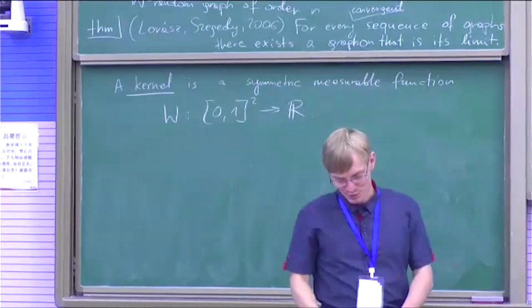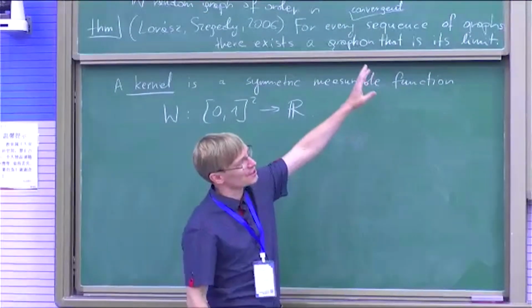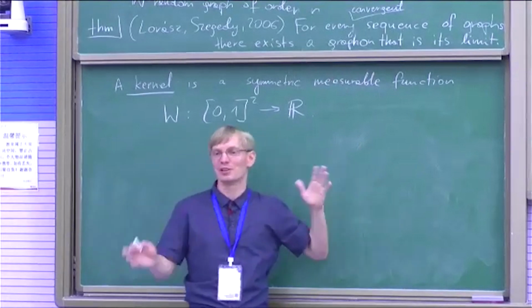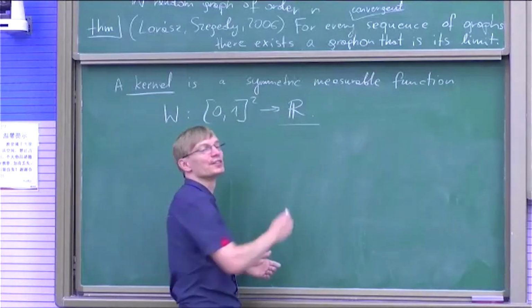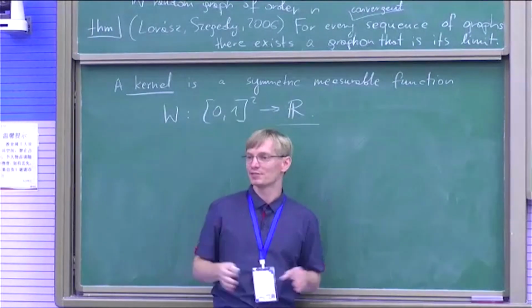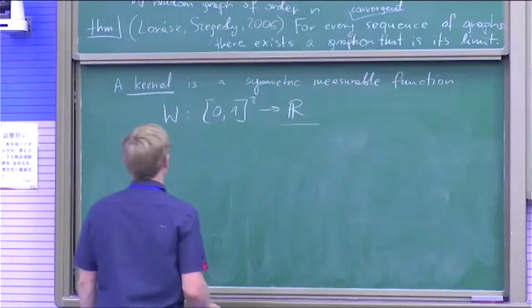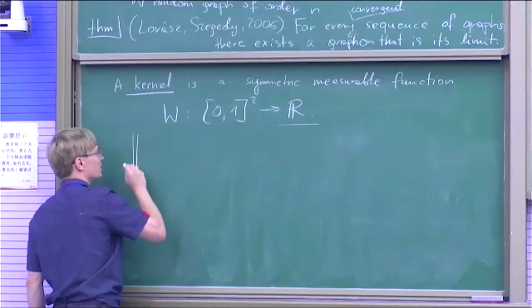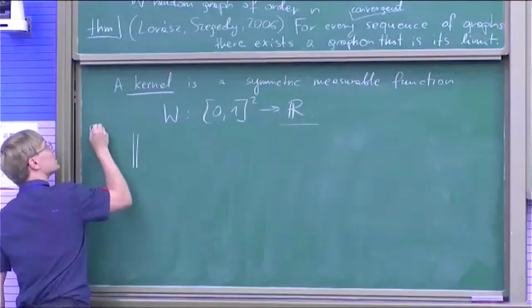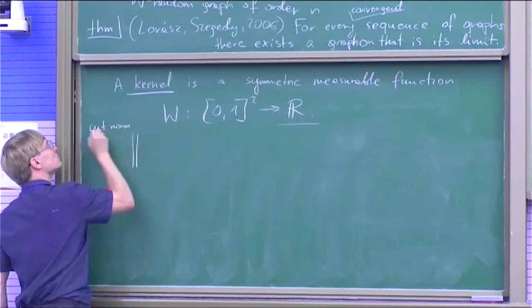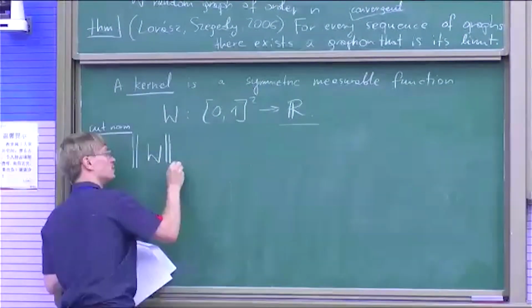So what's the difference between a kernel and a graphon? In a graphon, I was assuming that the values are between 0 and 1, because they were representing the probabilities of edges. Here I'm not restricting it. A kernel can have any real values. And in such a space of kernels, I'm defining a norm. This is called the cut norm, and it's denoted by a small square.